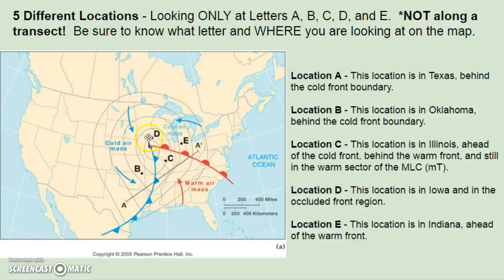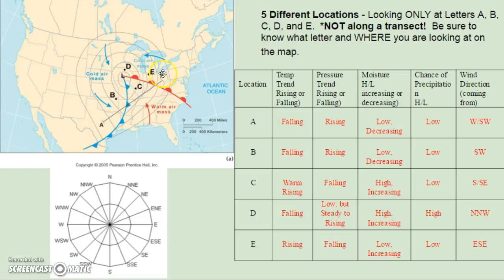Then we look at location D. This is in Iowa. This is actually a region of the occlusion. And even though we'll just kind of graze over it here for now, for this activity, we can still talk about what's taking place here. And then location E. This happens to be in Indiana, and this is ahead of the warm front. So as we look at the changing conditions here, as to what's taking place at these individual points, 5 different locations, you're only looking at the letters, not along the transect.